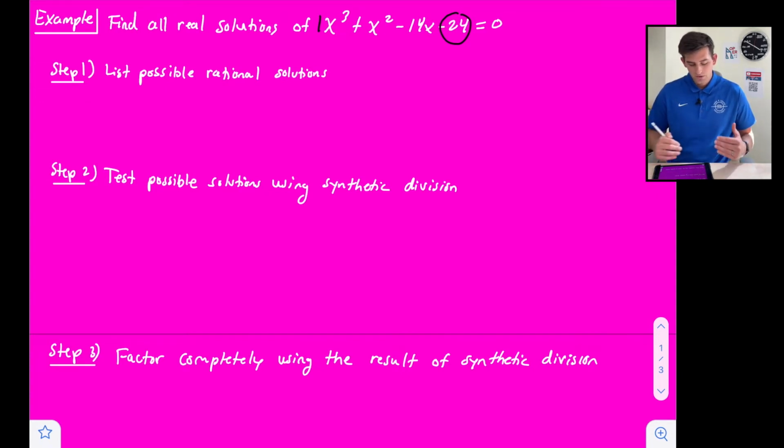And then step 2, we're going to test those possible solutions using synthetic division. Once we use synthetic division, if we get a remainder of 0, that tells us that the number we're using on the outside of our synthetic division is a solution. And then we're going to be able to factor completely using our result from our synthetic division process in step 2. So let's jump right in.